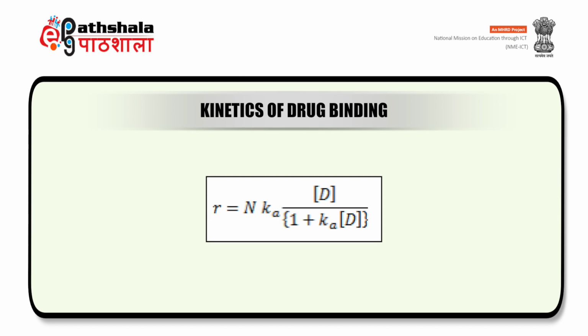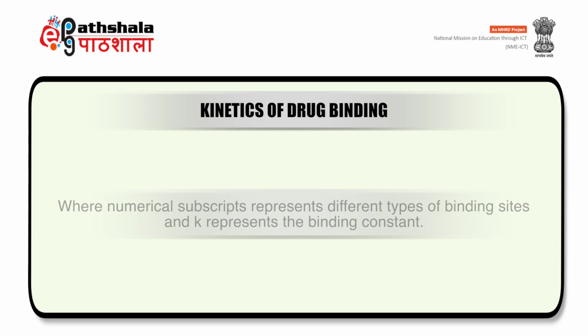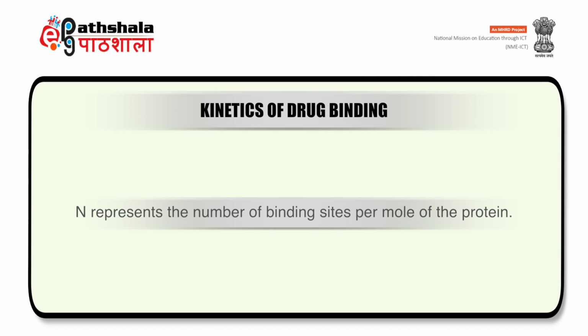In some instances, protein binding sites are more than one, or let us assume there are n number of binding sites available per mole of the protein, then the equation could be rewritten as the one shown as 7, where n is equal to the number of binding sites and R is the number of moles of drug bound upon total moles of protein. If more than one type of binding sites are available, then equation 8 is applicable, where numerical subscript represents different type of binding sites and K represents the binding constant. N represents the number of binding sites per mole of the protein.